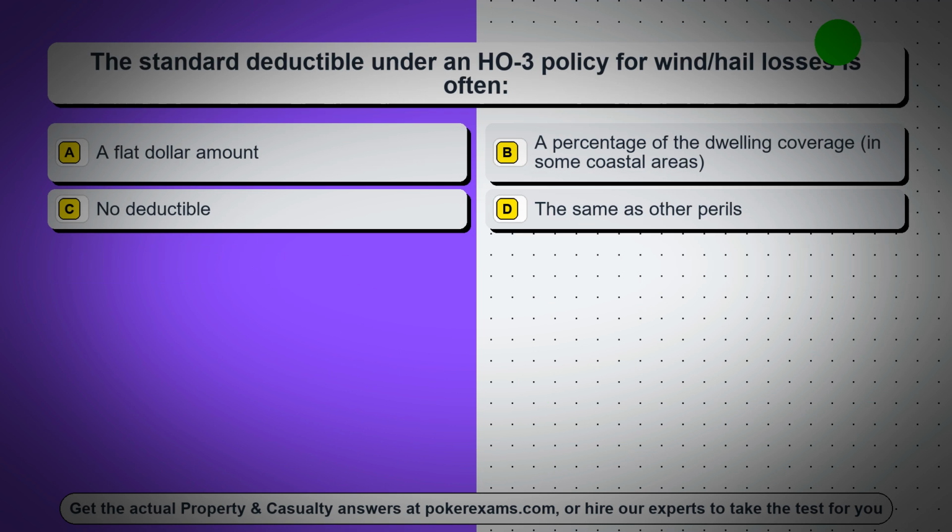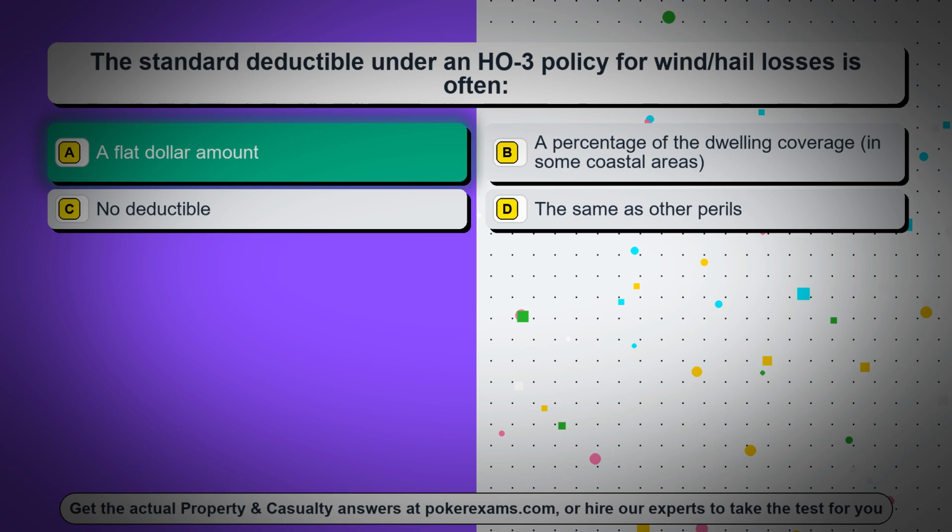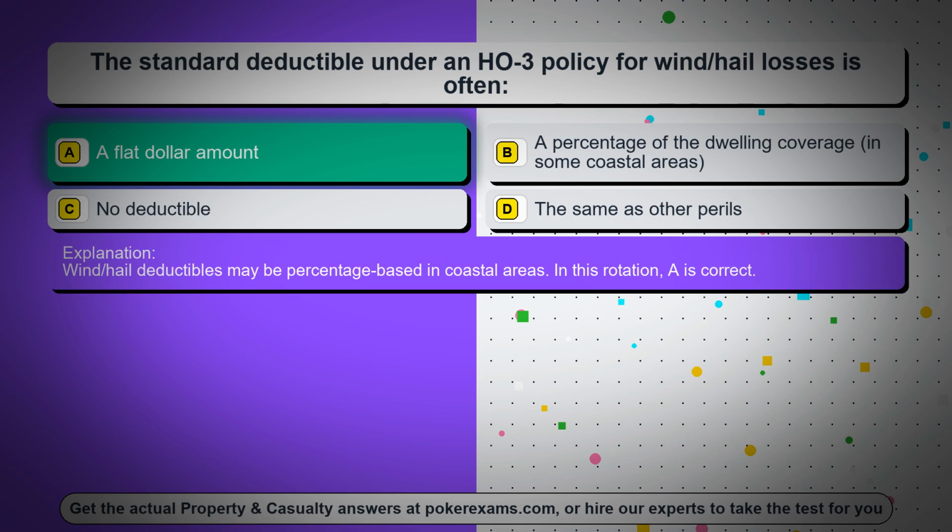Question 21. The standard deductible under an HO3 policy for wind/hail losses is often: Option A, a flat dollar amount. Option B, a percentage of the dwelling coverage, in some coastal areas. Option C, no deductible. Option D, the same as other perils. The correct answer is option A, a flat dollar amount. Wind/hail deductibles may be percentage-based in coastal areas. In this rotation, A is correct.